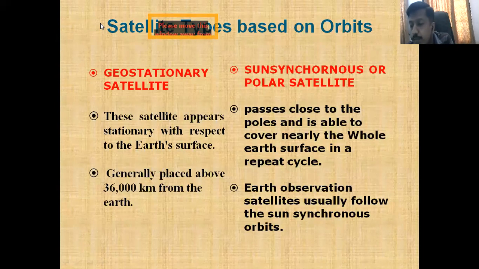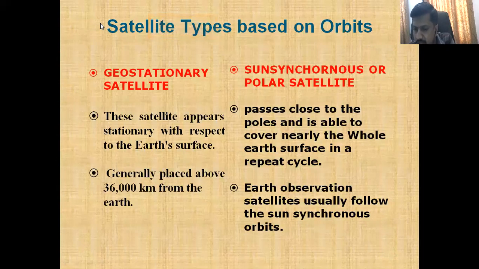Whereas the polar satellites, याबद्दल आता इन्फॉर्मेशन सांगतो. These satellites pass close to the poles and are able to cover nearly the whole Earth surface in a repeat cycle. म्हणजे काय, हे अर्थ सरफेस वरती मूव्ह होतात बघा. तुम्ही मूव्हीज मध्ये वगैरे बघितलंय, सॅटेलाइट्स काही मूव्ह होतात आणि काही एका जागी स्टेशनरी आहेत. स्टेशनरी राहून ते इन्फॉर्मेशन कलेक्ट करतात, आणि काही सॅटेलाइट अर्थ सरफेस भोवती मूव्ह होतात, रिव्हॉल्व होतात, आणि त्यानंतर ते इन्फॉर्मेशन गॅदर करतात. So the earth observation satellites usually follow the sun synchronous orbits. जसं सूर्याची परिक्रमा आहे, त्या पद्धतीने ते परिक्रमा करतात आपल्या पृथ्वी भोवती.